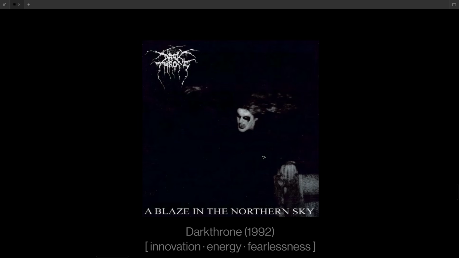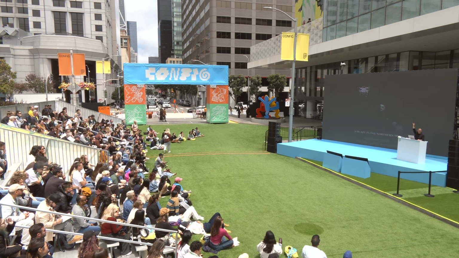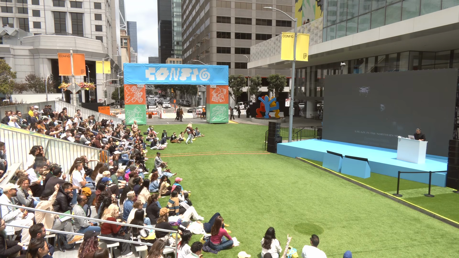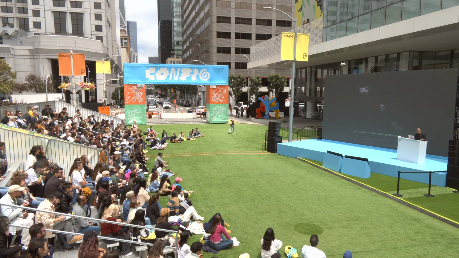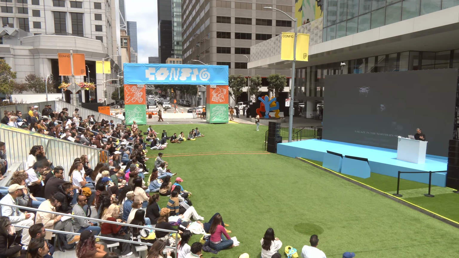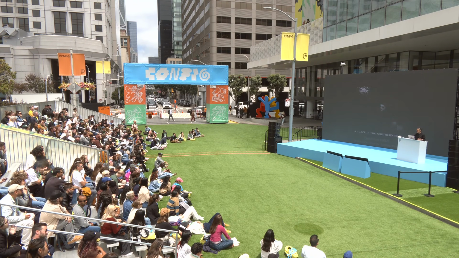In the culture of metal, in the culture of rock and roll, hands up if you're a metalhead. Where's my metalheads? There we go. Metal is a very innovative music. So the whole premise of rock and roll, the whole premise of this culture is innovation, energy, fearlessness, not being afraid of the dark, but using it as a creative force. And so there are these cultural meanings that you can find in darkness as well.